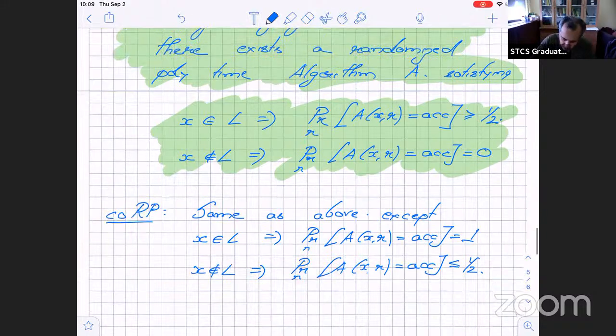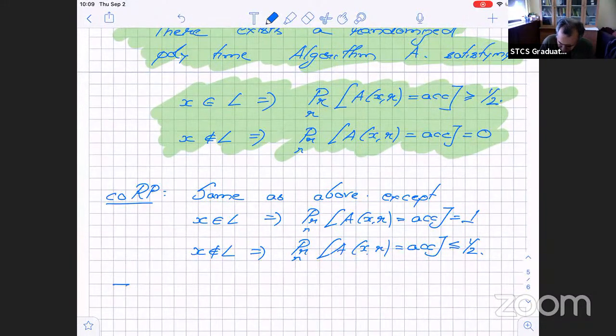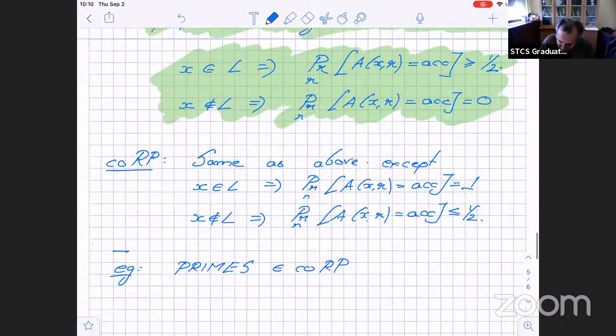And if you recall the algorithms which we described in the beginning, like primality testing, primes was in co-RP. Also polynomial identity testing was in co-RP.